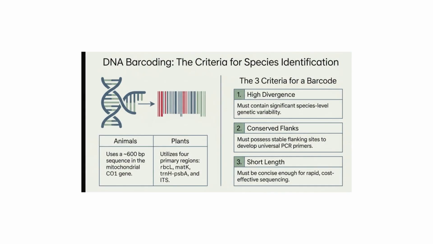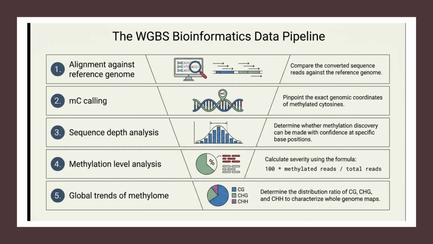In summary, DNA barcoding relies on high divergence, conserved flanking sites, and short lengths to effectively identify species, whether animal or plant. Finally, the WGBS bioinformatics pipeline processes converted sequence data through 5 key steps: alignment, MEC calling, depth analysis, methylation quantification, and global methylome trend characterization.